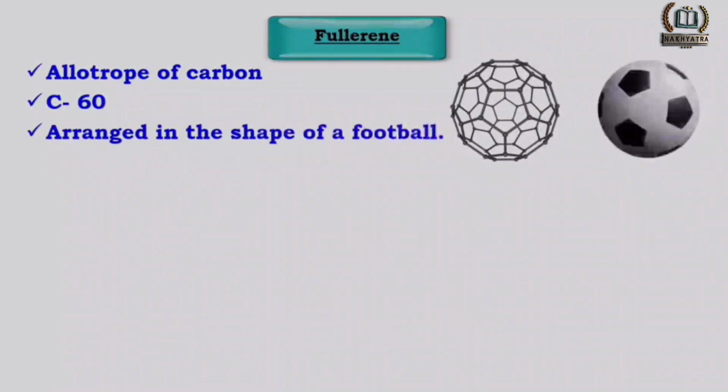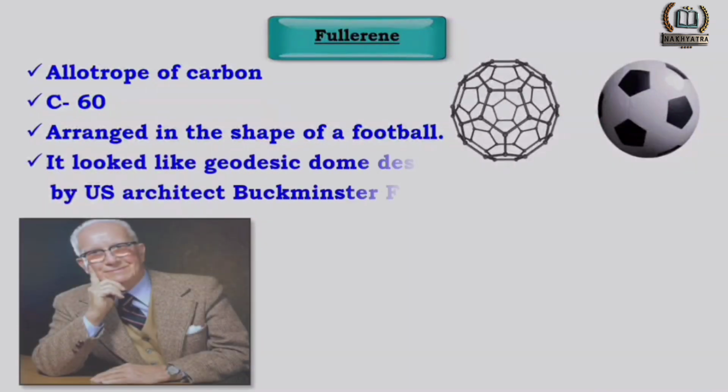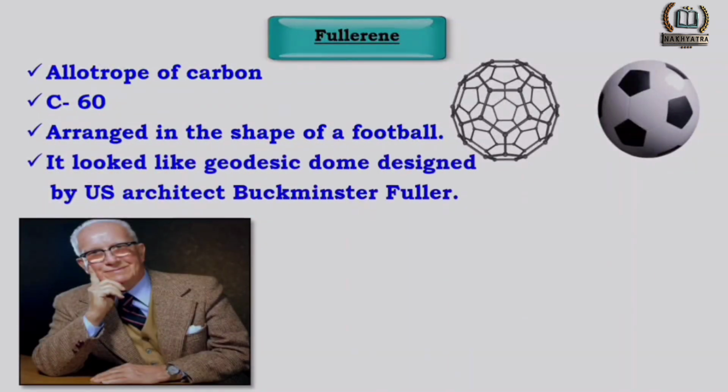Alright, now next is fullerene. It is an allotrope of carbon. It has a formula C60, arranged in the shape of a football. See, it does look like a football. Similar, right? It looked like a geodesic dome designed by US architect Buckminster Fuller. So this is the US architect Buckminster Fuller.